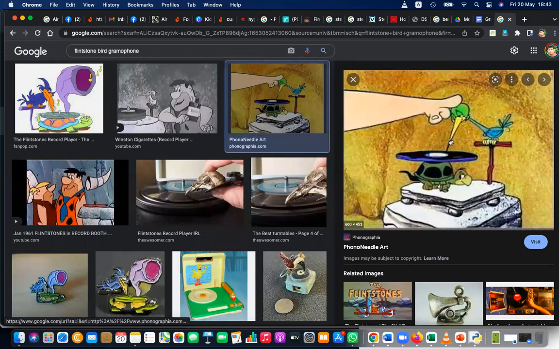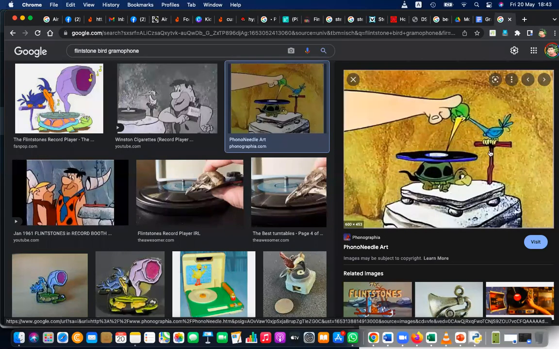What this bird is doing is moving its beak back and forth. It's moving the beak, right? And the record is rotating basically. I don't want to tell you about the cartoon, but just to show you what is happening.